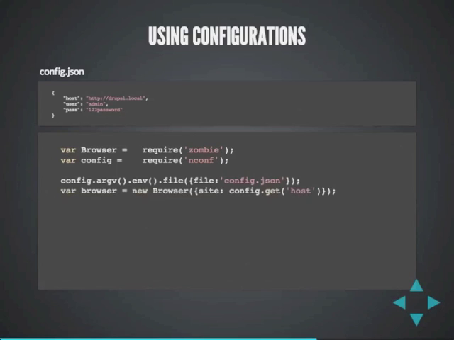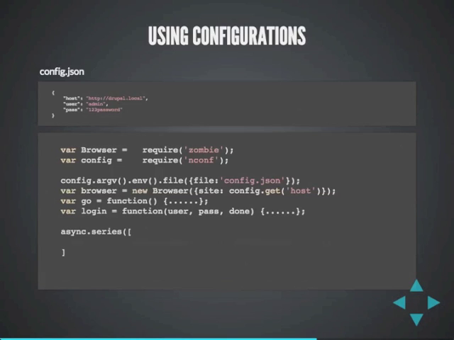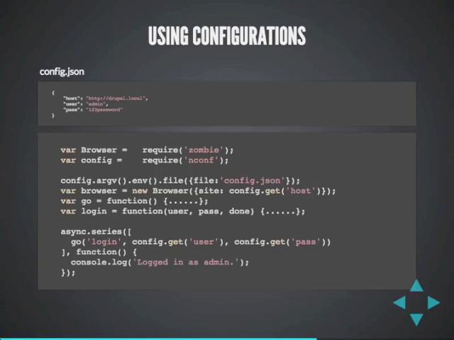So now we're actually going to get our browser, and you see something I'm doing different here. I'm calling config get host. That'll set the site for the browser to that host. We still have the go function and the login function that you guys saw earlier, but now our login looks like this. It's very pretty. You just say go log in to user, go get pass, and now we're logged in.